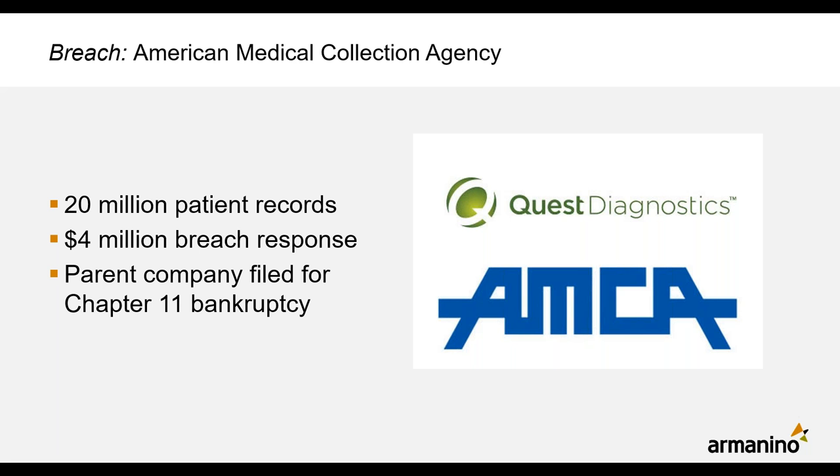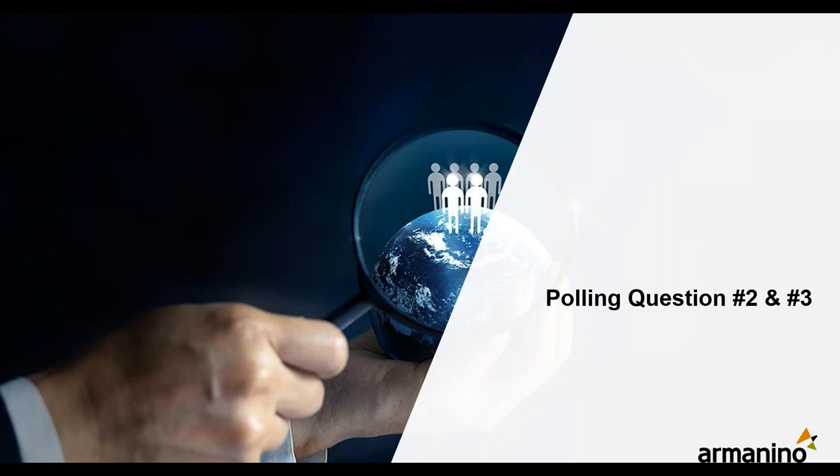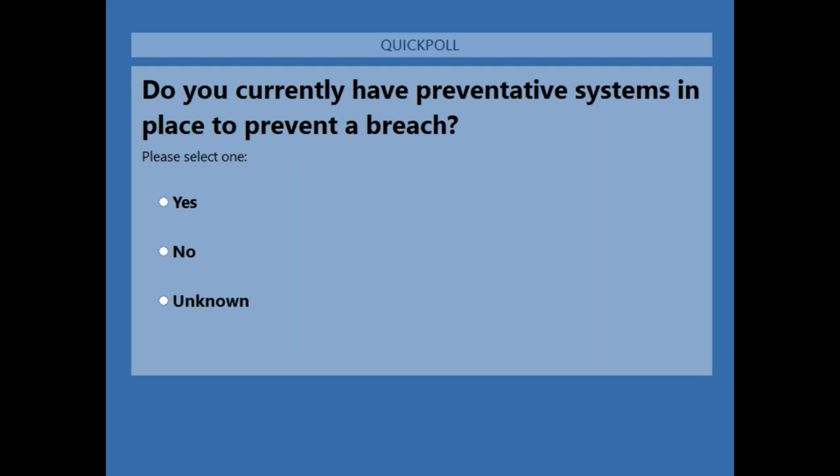So let's go into the polling question here. It gives us a little bit of an introspective, retrospective opportunity with these questions. So we're going to do two back to back. First one: do you currently have preventative systems in place to prevent a breach? Yes, no, unknown, I have no idea.